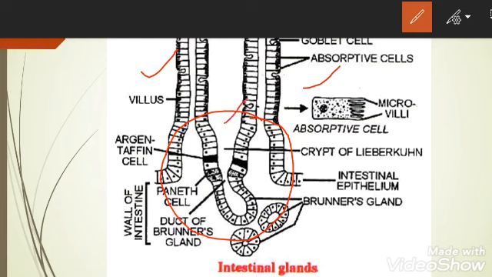Okay, to define what a crypt is: there are different specific cells found over here, and a number of cells are joined together to form a particular depression, a furrow like structure, and that itself is called a crypt.